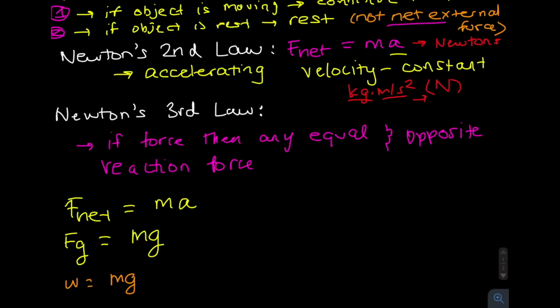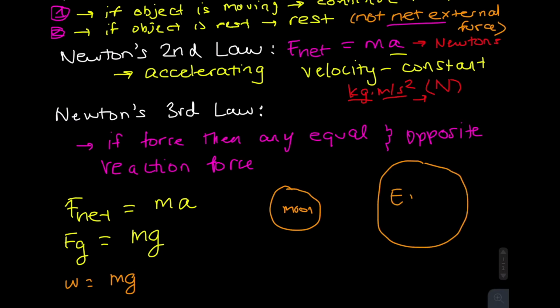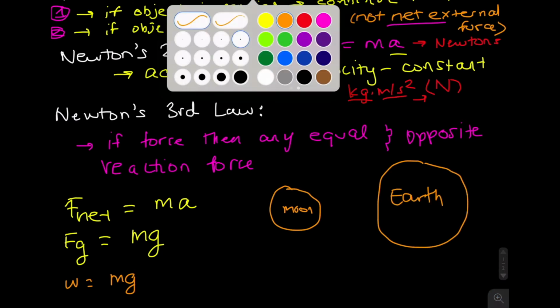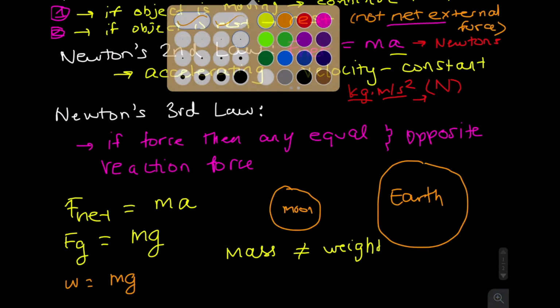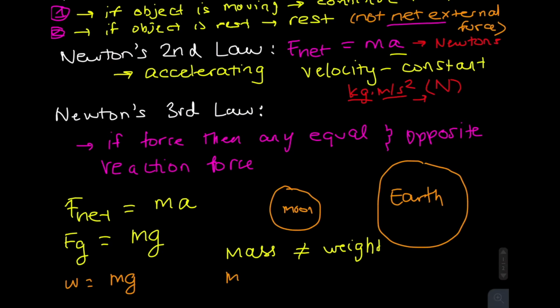Let's say I'm on the moon, for example. Let's say this was the moon. My weight on the moon would be different from what it was on the Earth. But my mass, and this is a key thing, so I'm going to write it: mass is not equal to weight. What this means is my mass is always the same, whether I'm on the moon or the Earth or anywhere in the universe, but my weight is going to depend on the gravitational force of the planet. So it's going to depend on this g right here.